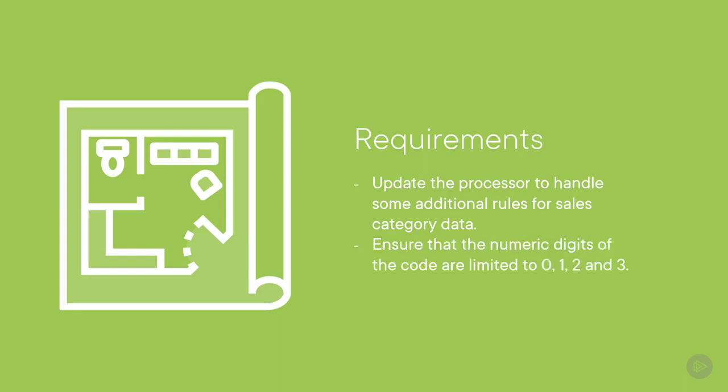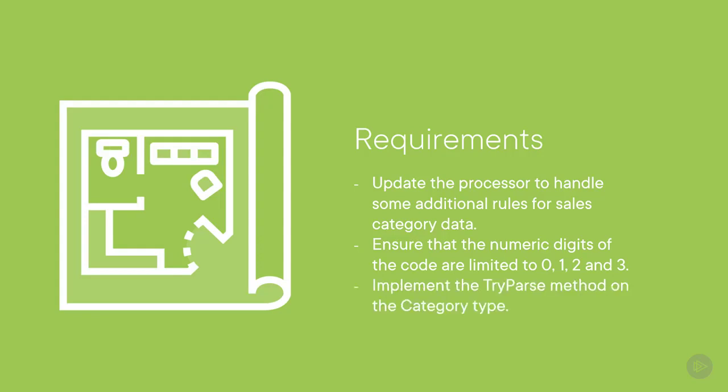Earlier, we were told the code should consist of 3 letters and then 3 numeric digits. The business now wants us to ensure that the numeric digits are limited to values of 0, 1, 2, and 3. It has been identified that codes with other numeric values are not considered valid for processing.